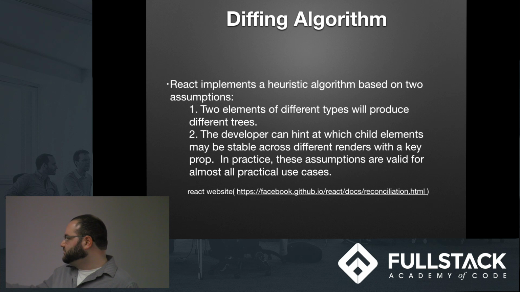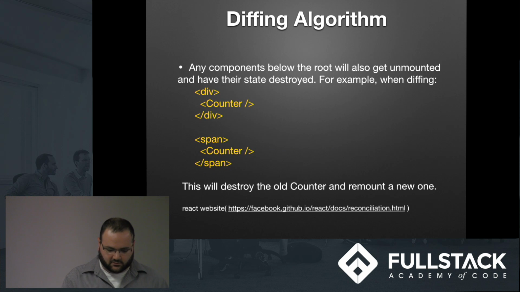Two elements of different types will produce different trees, and the developer can use the keys, which we are all familiar with because of the various warnings we get, to kind of tell React what might be stable across two DOMs. And this is great because if you are going to reorder a set of sibling nodes, then React will keep those instances of nodes instead of creating them from scratch. So this is one of the things that helps make React so fast.